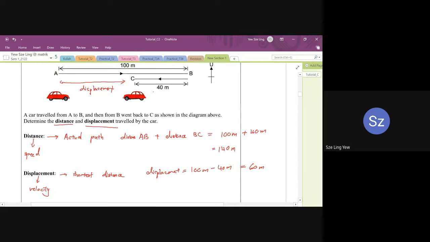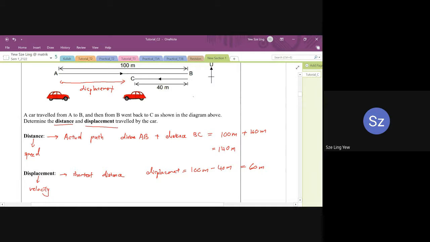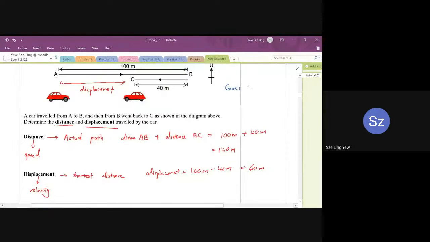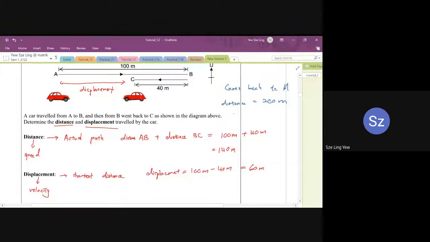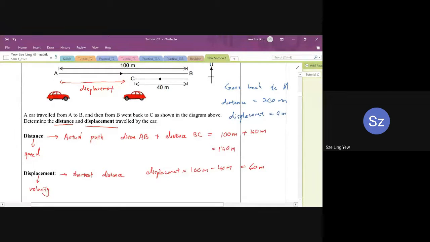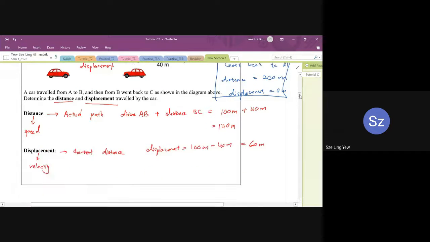Now let's assume this car travels back to point A. Then what is the displacement? The displacement will become 0. The distance is now equal to 200 meter. The distance keeps increasing, but the displacement is 0 because now it goes back to its original position. That is the main difference between distance and displacement.